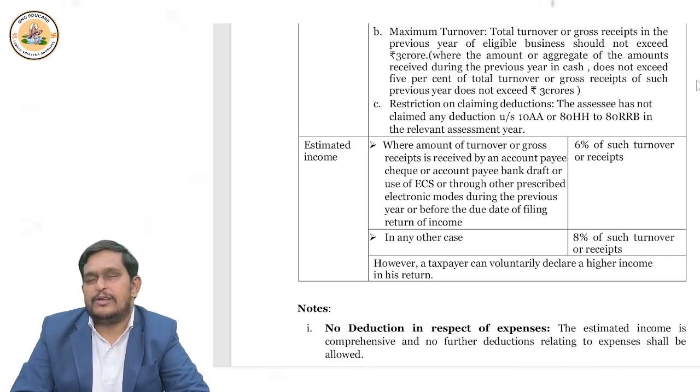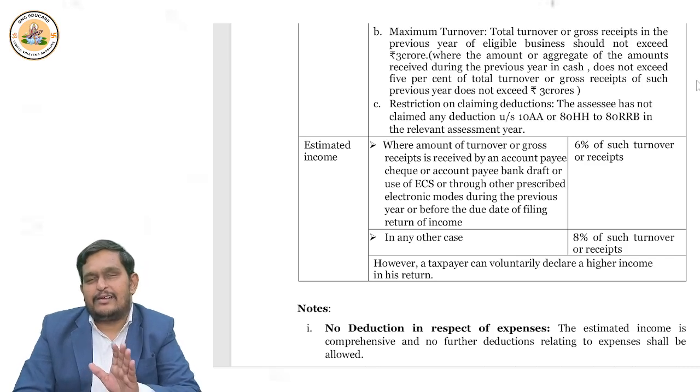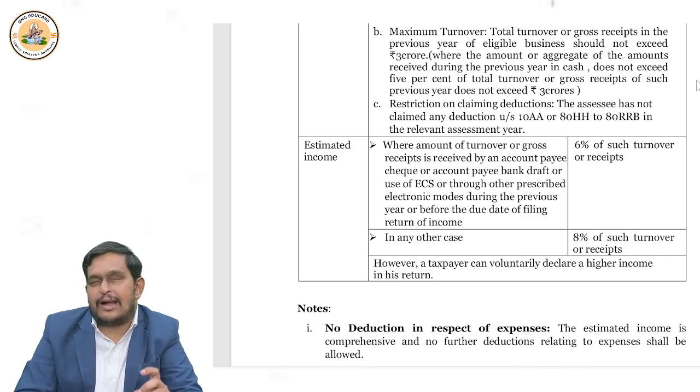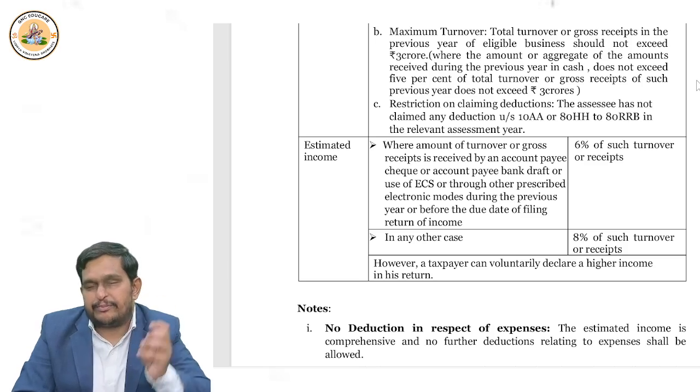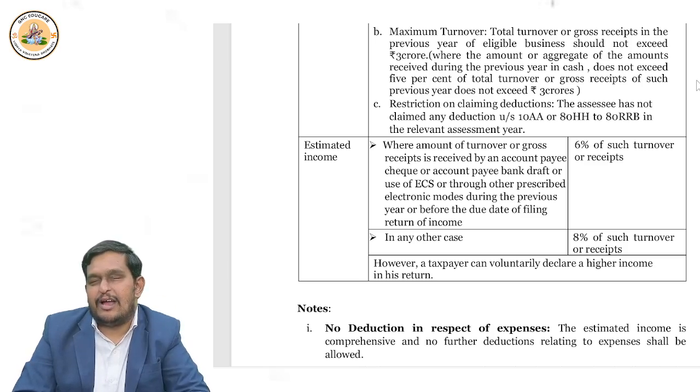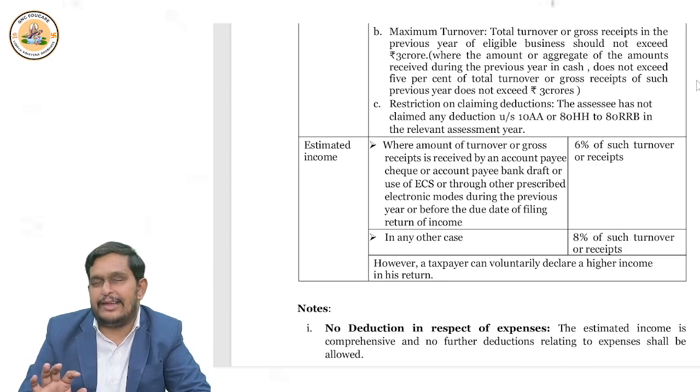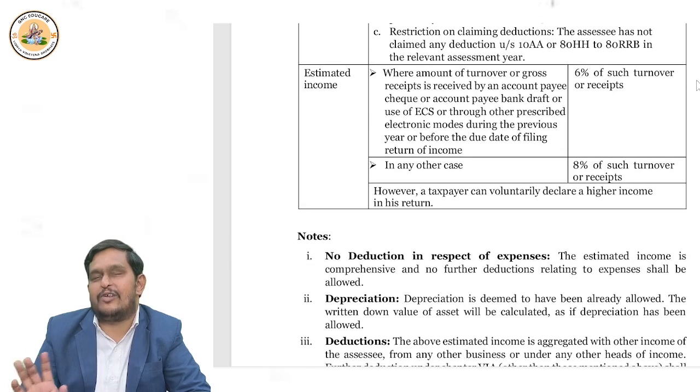Then I wanted to tell you that you have to compute the income. But how will you estimate it? For that I wanted to tell you something. Listen carefully. You have to divide your turnover into two parts. One is the turnover through your account payee cheque, demand draft, or any other electronic mode. This is one part. And the second part is others. That means basically cash, bearer cheque, or crossed cheque which is not account payee.